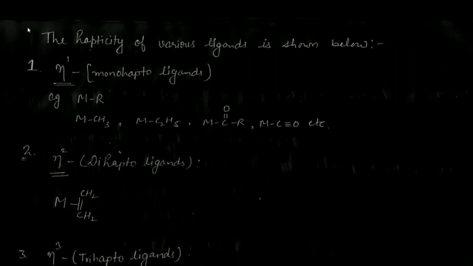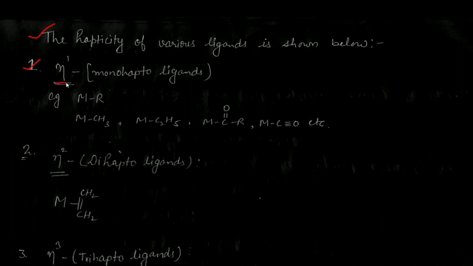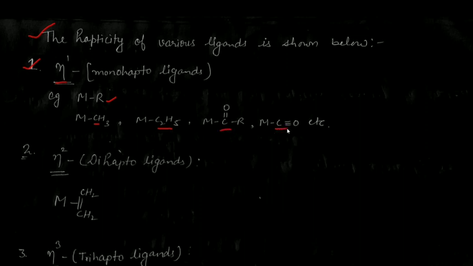Now we will discuss the hapticity of various ligands. First is eta 1. Eta 1 means monohapto ligand, a ligand in which only one donor atom is attached to the metal. For example, M-R. Here M is the metal, R may be any ligand whose single atom is attached to the metal. For example, this R may be CH3, methyl, ethyl, acyl, carbonyl, etc.